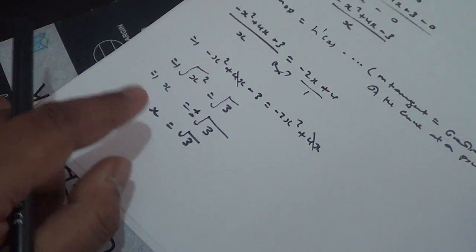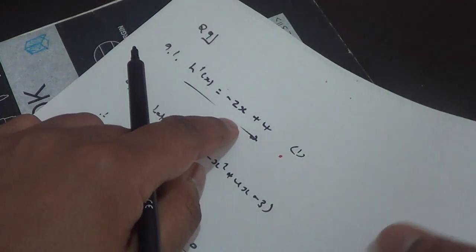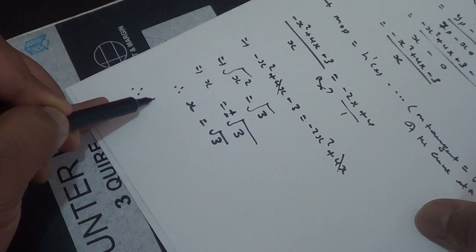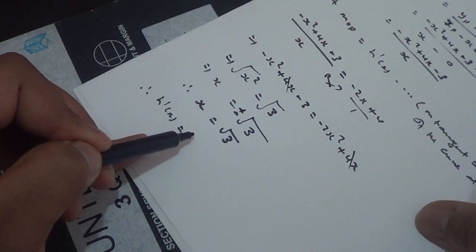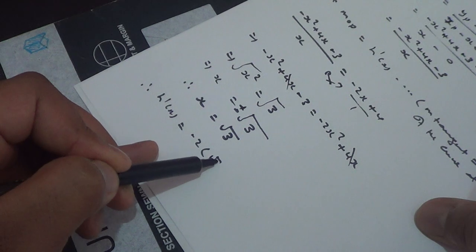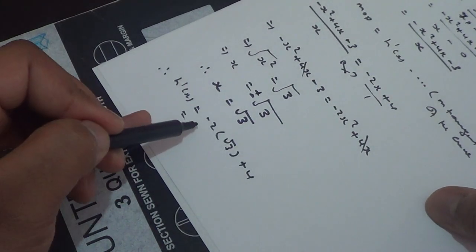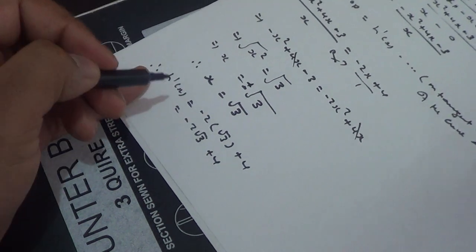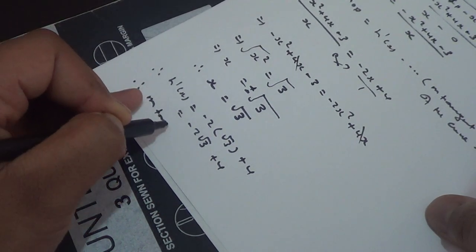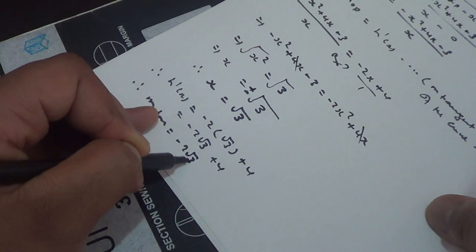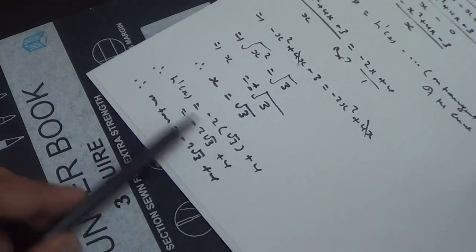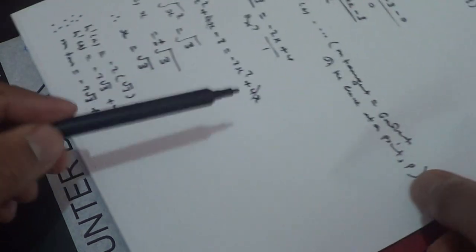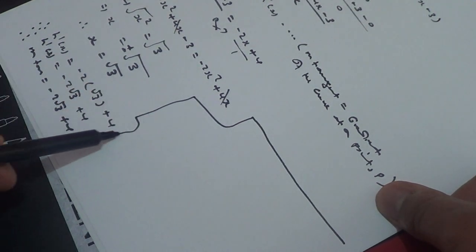Not a problem. Now that we know the value of x, we want the gradient at the point. It follows that the gradient, so h prime of x, is going to be equal to minus 2 into root 3 plus 4, which is minus 2 root 3 plus 4. At this point, you don't want to rush. And you can also say, therefore, the gradient of the tangent is going to be the same, minus 2 root 3 plus 4. I mean, it's just tautology. I'm repeating the very same thing over and over. Sometimes you don't really need this. Okay, let's just finish it off here.